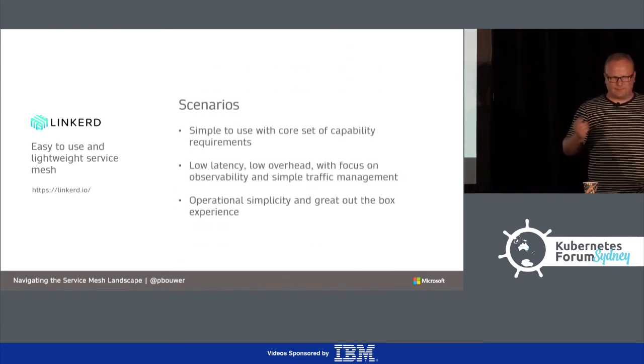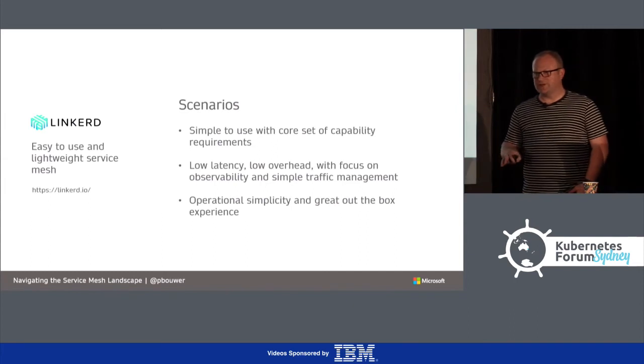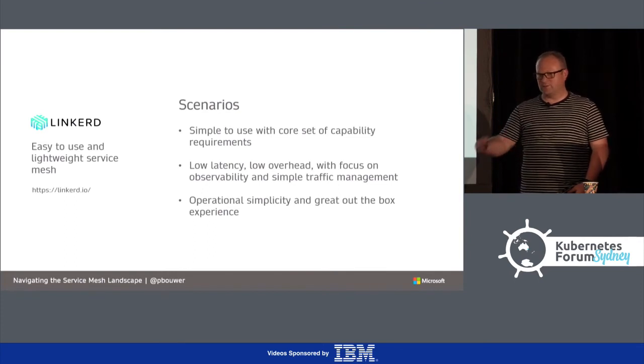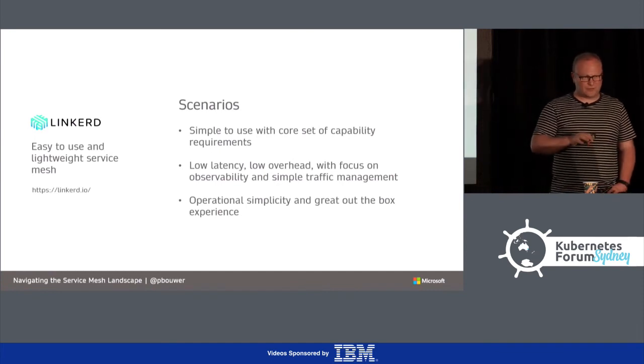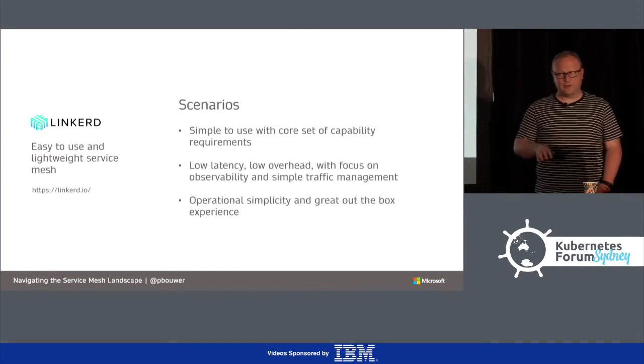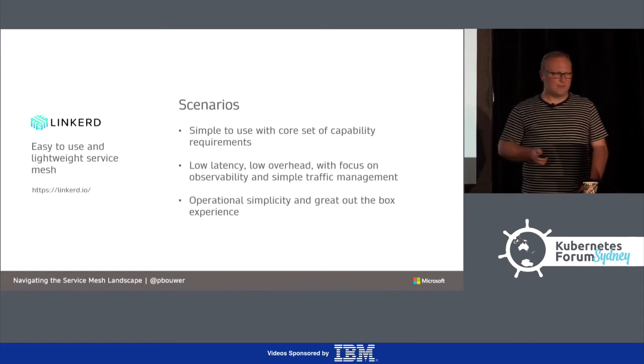The scenarios that you should look out for if you want to use Linkerd: if you have a simple use case, if all you're interested in is mutual TLS between your workloads, then I would start with Linkerd because it will get you up off the ground quickly. You'll understand how to leverage a mesh. As your capabilities change, if Linkerd doesn't support them, maybe move to Istio then. And if you have super low latency and low overhead requirements, then this is definitely the mesh for you too.